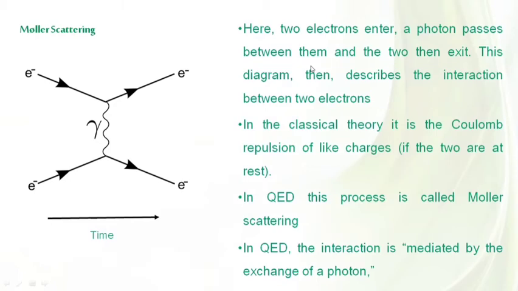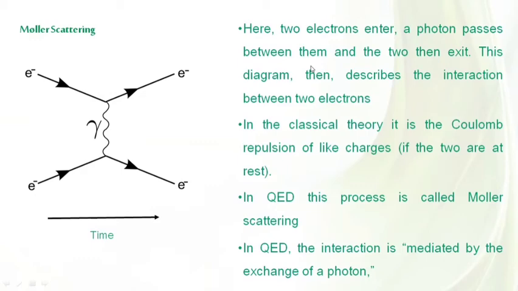Moller scattering. Here two electrons annihilated and produced a gamma ray photon, and then they created themselves back. Here two electrons enter, a photon passes between them, and the two then exit. This diagram describes the interaction between two electrons.